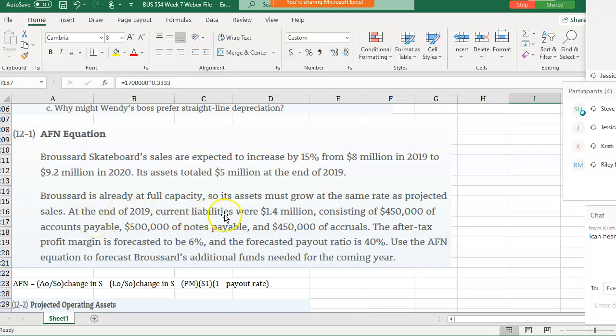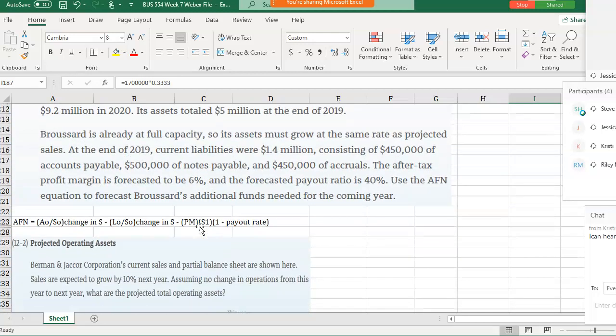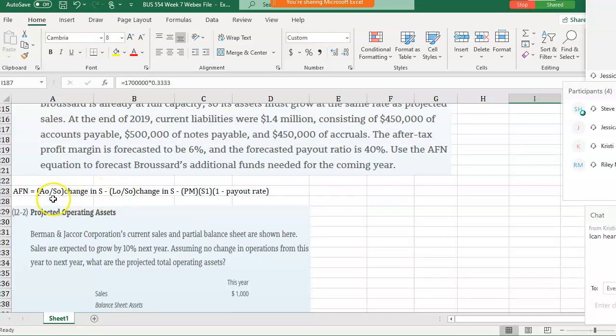At the end of 19, current liabilities are 1.4 million, consisting of 450 of accounts payable, 500,000 of notes payable, 450 of accruals. The after-tax profit margin is forecasted to be 6%, and forecasted payout is 40%. Use the AFN to forecast their additional funds needed for the upcoming year. So this is the formula right here.